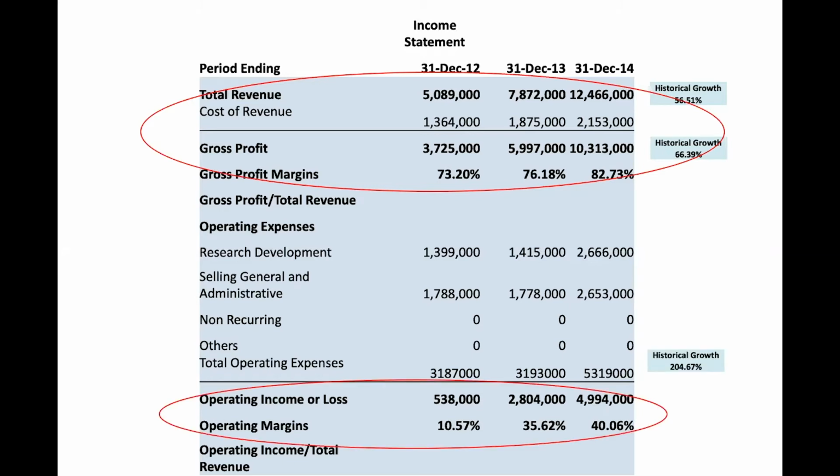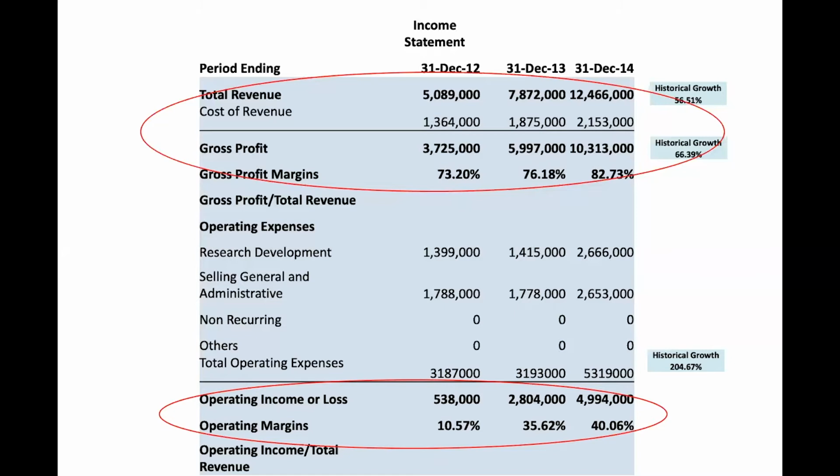Now we get down to our operating income. Operating income is the income generated from the corporation's operations less the expenses to run the corporation and generate those revenues. That is your operating income. For some corporations, it could be an operating loss. This comes from operations. Now, if we take our operating income and divide it by our total revenue, we get our operating margins.